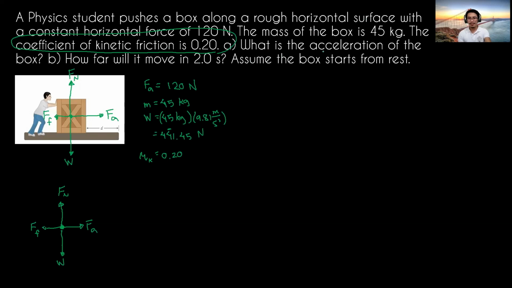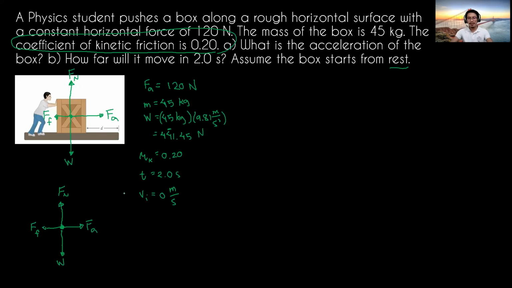Next, ano pa yung given dito? What is the acceleration of the box? How far will it move in 2.0 seconds? So time is 2.0 seconds. Assume that the box starts from rest. So ibig sabihin our initial velocity is 0 meters per second because it starts from rest. So ito yung mga given values natin.